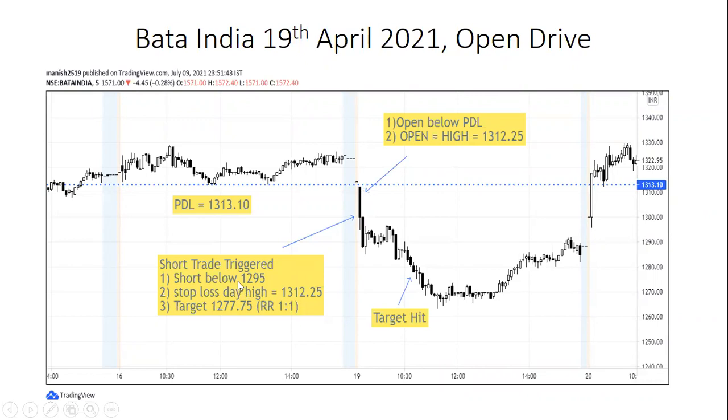First candle low, you can check here, 1295. So take a short trade below 1295 with a stop of 1312. So this is 17 points. I can see the difference from top to bottom. So range of first candle is almost 17 points. Go short below 1295, stop 1312. So your target will be 17 points on the downside. So 1295 minus 17 points. Okay, your target will be 1277. In this candle, you can see our target is achieved.